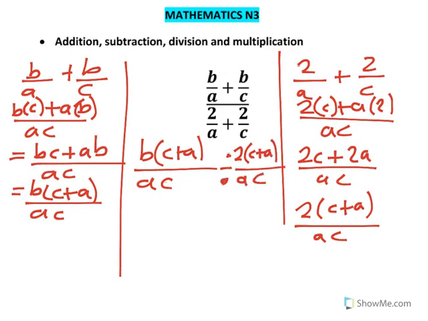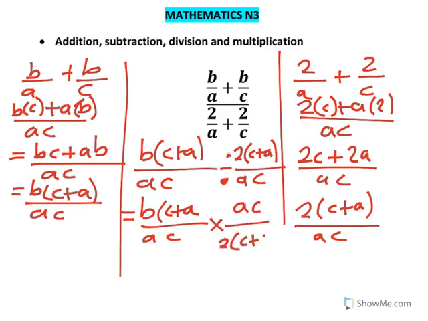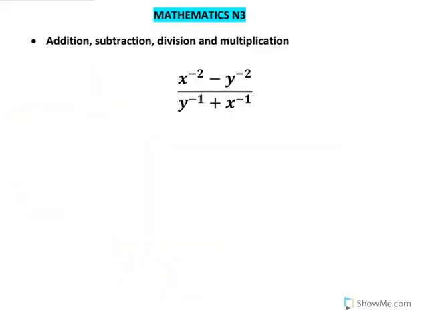Remember, this is divided by. This is equal to b(c plus a) over ac times ac over 2(c plus a). Now you can start to see that this can cancel. c plus a will cancel out, and ac will cancel out. On top, you're going to remain with b over 2. So the answer there is b over 2. Let us quickly move on to another problem.